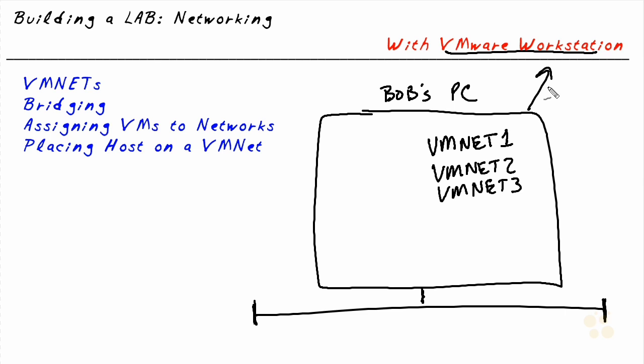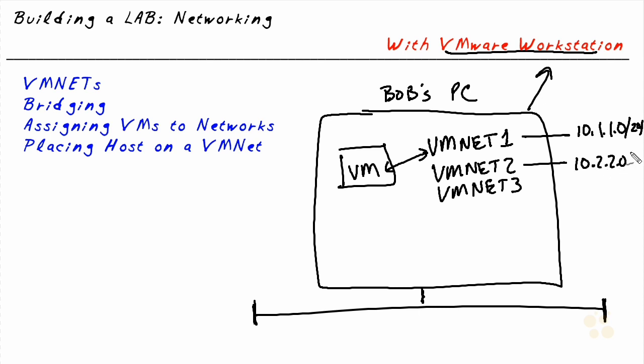Now, here's the cool part, how we can leverage those. When we deploy a virtual machine, as part of the configuration for that virtual machine, we can associate that virtual machine with a VMnet. So if we have one network adapter in the virtual machine, we could associate it, for example, with VMnet 1. And then as part of being in VMnet 1, we could associate VMnet 1 with, for example, the 10.1.1.0 network, or any other IP addressing scheme that we want to choose to associate with VMnet 1. And maybe VMnet 2 is the 10.2.2.0 network.